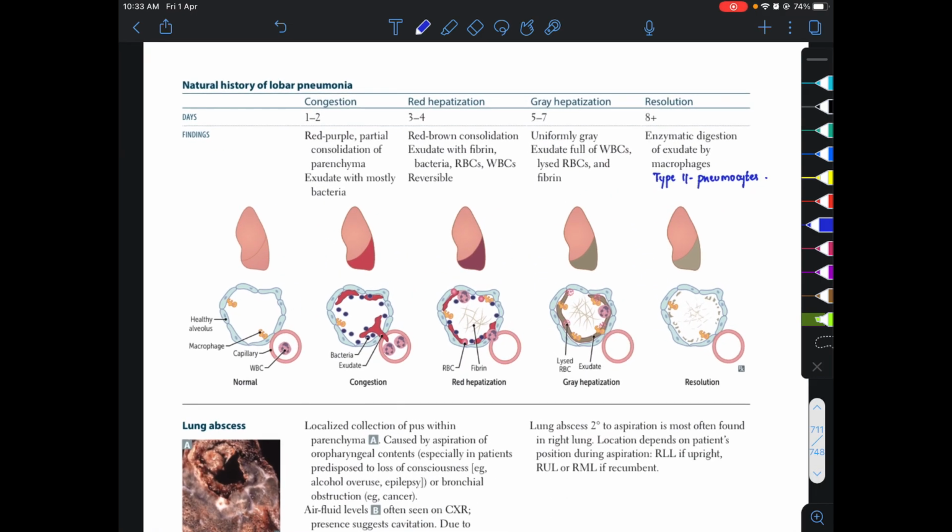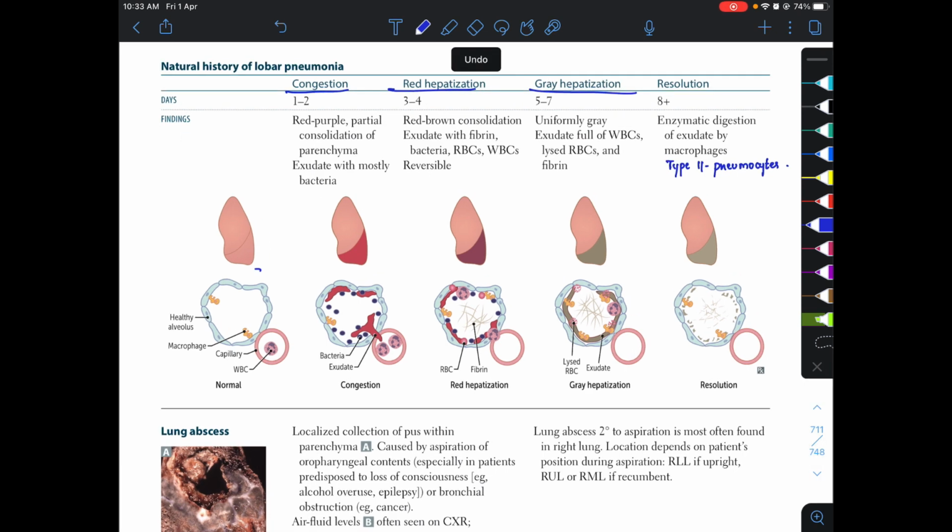Let's see the histology of lobar pneumonia. There are some stages in lobar pneumonia, including the congestion stage, red hepatization stage, grey hepatization stage and the resolution stage. Normally, as we can see here, this is the alveoli and this is the surrounding capillary. In the alveoli, as we know, there will be resident macrophages, and within the capillary there will be WBCs, leukocytes.